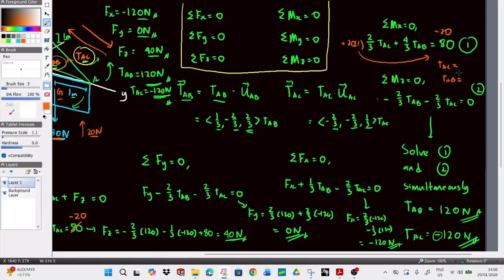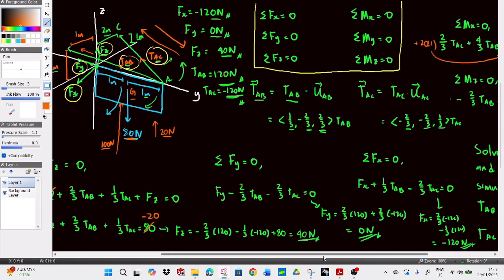the number of unknowns is 2. So 2 over 3 TAC, 4 over 3 TAB, negative 20, negative 2 over 3 TAC minus 2 over 3. So your tension actually becomes much weaker. That means the tension in the cables would become 30 newtons and negative 30 newtons. So your tension becomes much weaker.